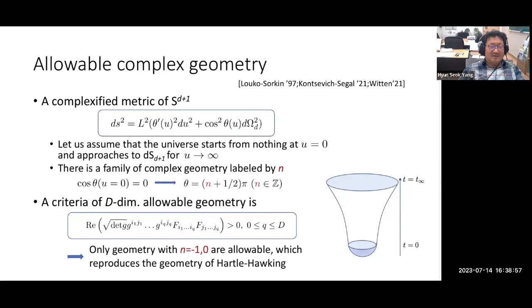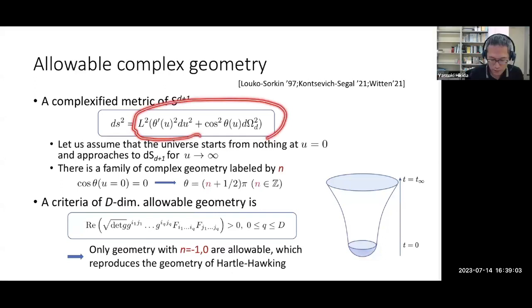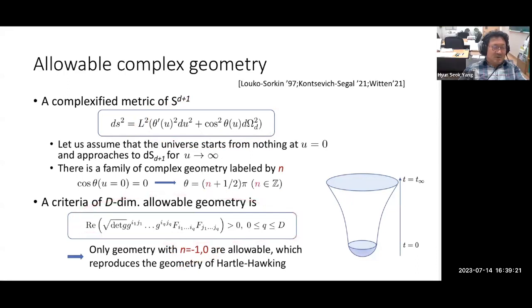Am I right? I mean, if we assume this kind of metric, then there's a series of geometries allowed, labeled by n, and among them only this one satisfies this criteria with this Q-form field. So my question is, without Q-form field, there is no way to have this kind of complex geometry? Yeah, I think that's the question.